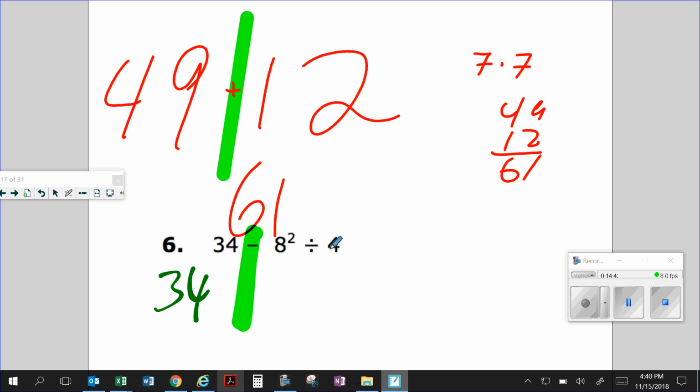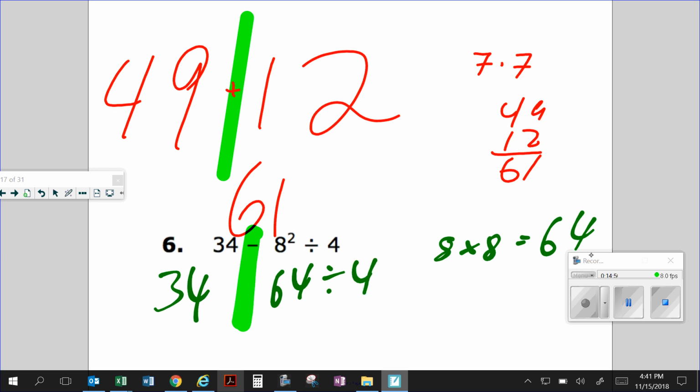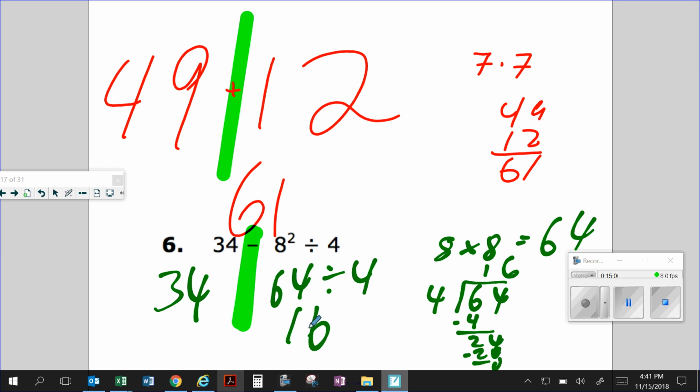How do you use an exponent again? Oh, 8 is a factor, it repeats twice. What is 8 times 8? 64. And what is 64 divided into 4 groups? 4 goes into 6 one time. 4 goes into 24 6 times. So it's 16. The left term is equivalent to 34. The right term is equivalent to 16.